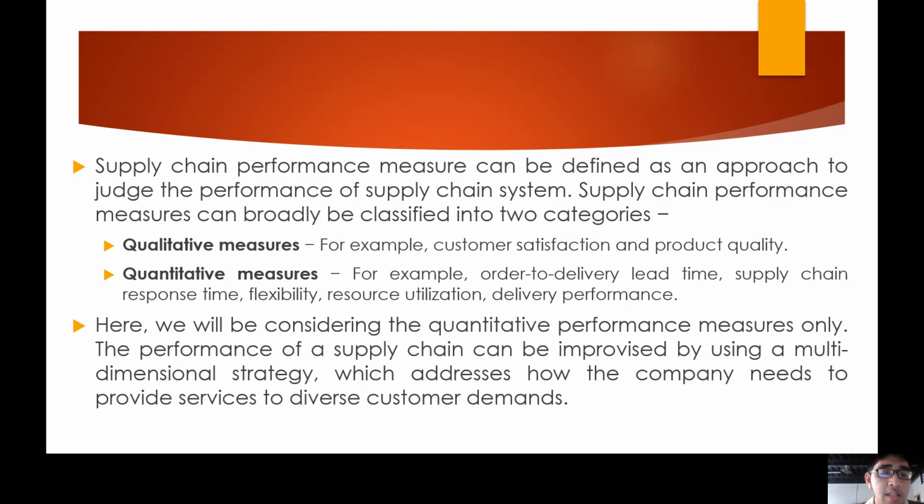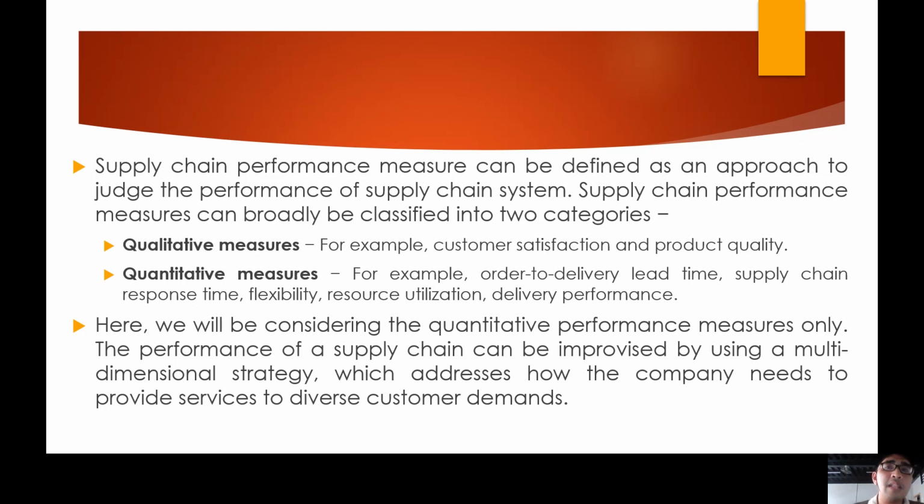On the other hand, quantitative measures are order to delivery lead time, supply chain response time, flexibility, resource utilization, and delivery performance. These can still be considered a little more qualitative. However, we are now employing numbers or digits to determine how high or how low, how great the performance is of a certain organization, department, or process of our supply chain, by using numbers, ratios, percentages, and so on.